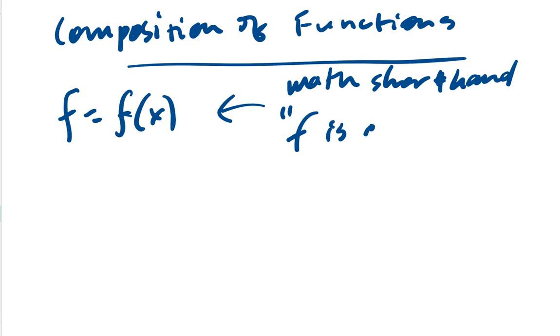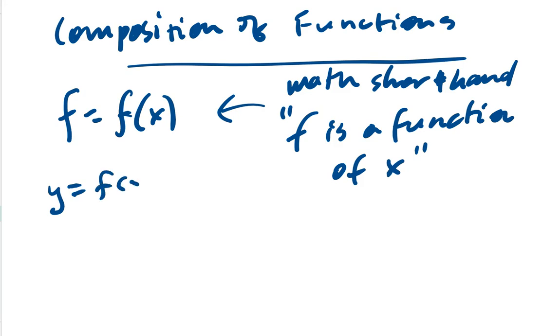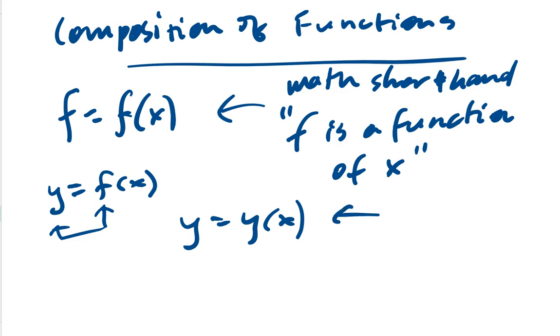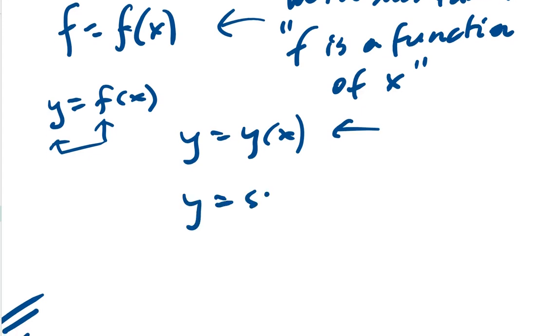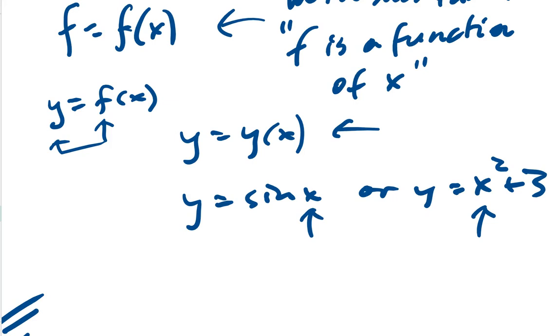It can be written differently. A lot of times you might see y is f of x, but I want to keep the two letters the same, and you can. There's no problem. In fact, you might have already seen y equals y of x. It's just shorthand for y as a function of x, which just means that y is some function like sine x, or y is x squared plus 3. The variable is x. It's all the same.